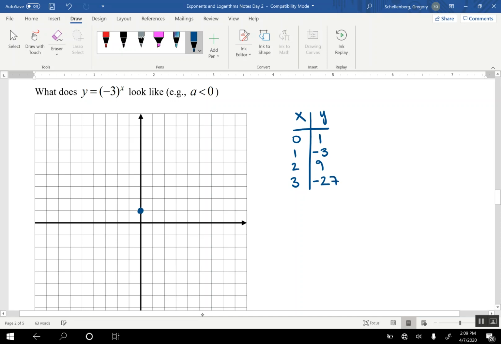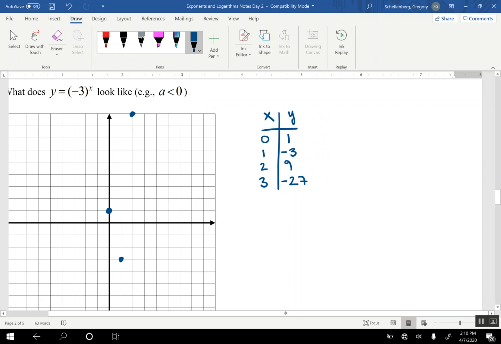Okay, 0 and 1. 1 and negative 3. 2 and 9. 1, 2, 3, 4, 5, 6, 7, 8, and 9. Okay, that's very interesting. It's kind of bouncing back and forth. Positive, negative, positive, negative. Let's choose some other values of x. Let's see what happens. Just going to do another table of values.